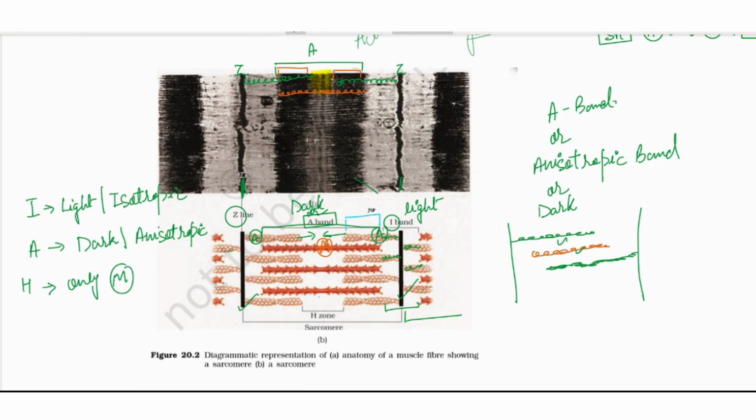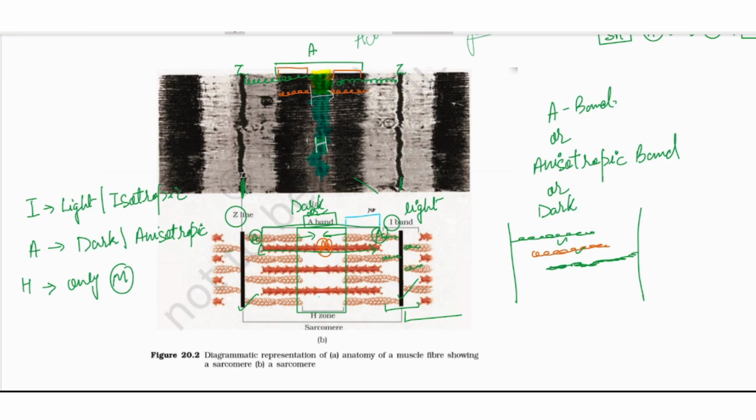I think it will not be highlighted by my pen, but I will try to show you this area. This area is indicating the patch of the light band in between the dark band. Here it is completely dark, here completely dark, from here to here it is completely dark, but in the center there is only the light band, which is known as the H zone. This is the H zone where only the myosin is present, right?